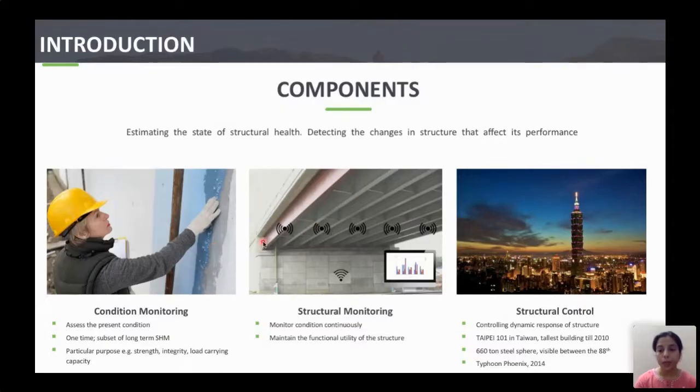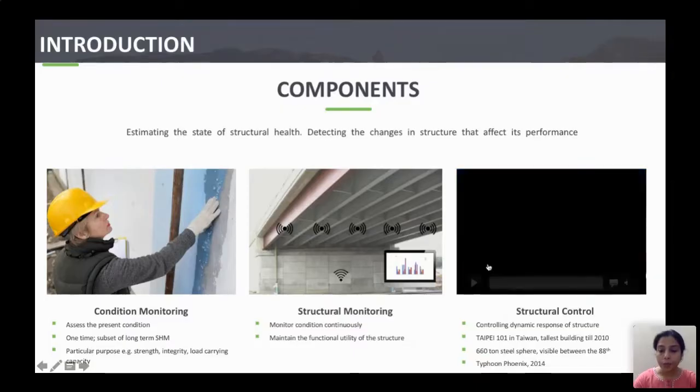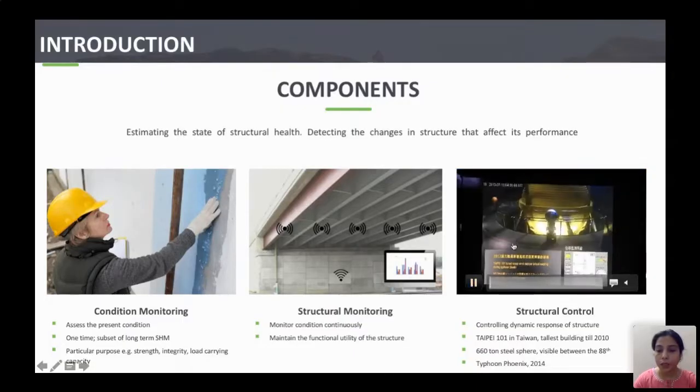here I have taken the example of a tuned mass damper which is installed in the Taipei 101 skyscraper in Taiwan, which was the tallest building till 2010. So just to give you a sense how big these structure control mechanisms can be. So this is the tuned mass damper which is actually installed in that building. It is visible from the 88th floor of the building. There is actually a view gallery there. You can see the tuned mass damper.